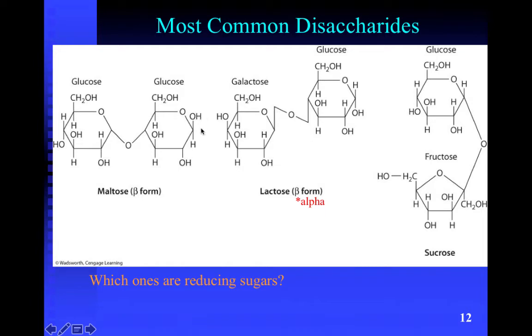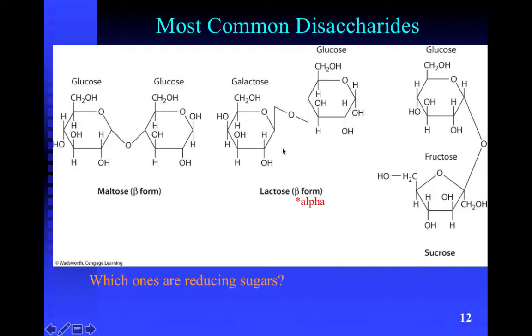If this hydroxyl group was down, we would say alpha form. That's all that means. Okay? So that's maltose. Remember, it takes an enzyme to make those, but it also takes an enzyme to break them because they are covalent bonds.